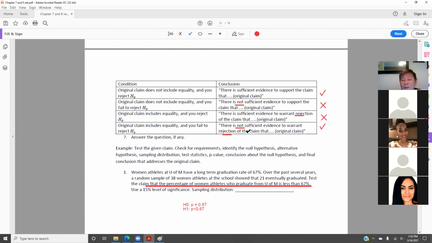If your conclusion is the last one, then it is yes. Then you answer the claim, and your claim is true. So answering the question is very easy as long as your conclusion is correct.